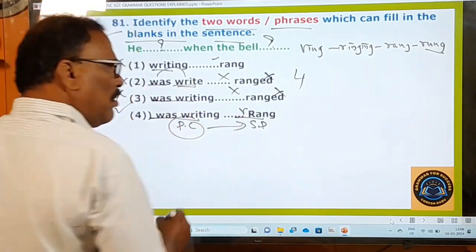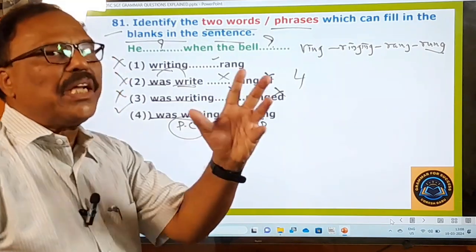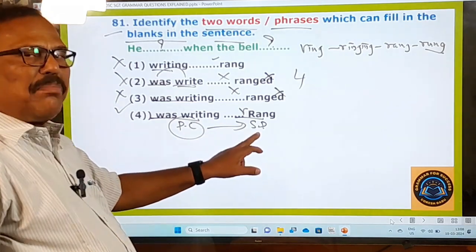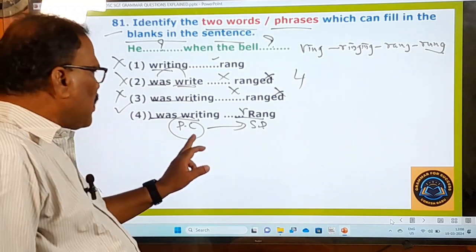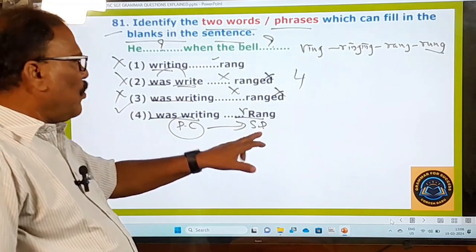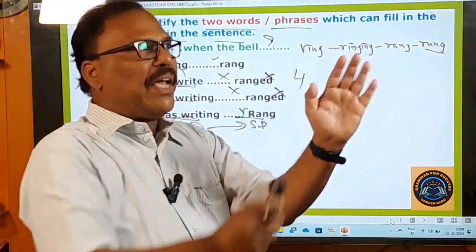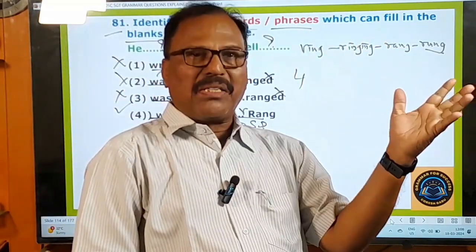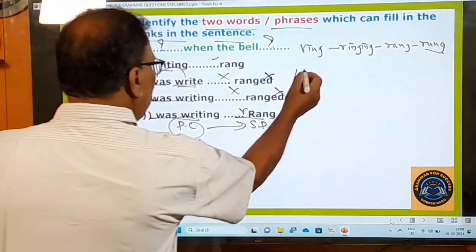I have told you about this in some other video, that these two things always go together. Wherever there is past continuous, there must be simple past tense in the other part of the sentence. This always goes along with this. Therefore, we can say past continuous and simple past will go together. Where there is simple past, there is past continuous. Where there is past continuous, there is simple past. So in that way, we can also say that. So here, this is okay, and your answer is going to be the fourth one.